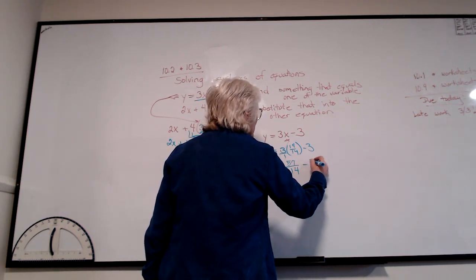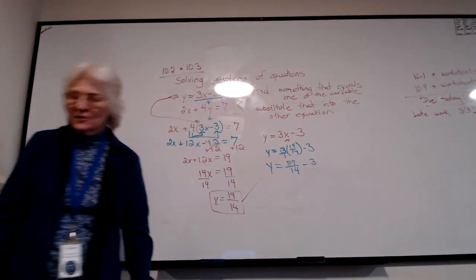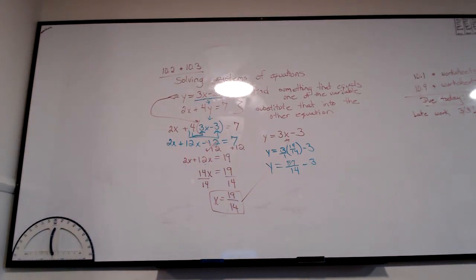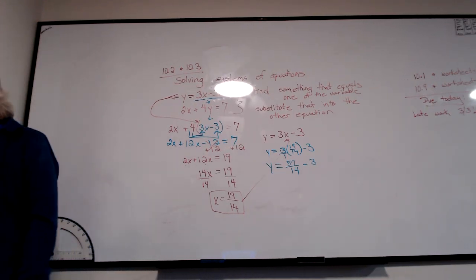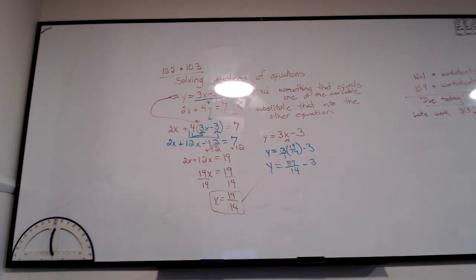57/14 minus 3. Okay, so our first step was to do that multiplication. We're just going to multiply the 3 times the 19 because it's really 3 over 1 times 19 over 14. Okay. Now, how do I do a subtraction of 3? How do I get the answer?